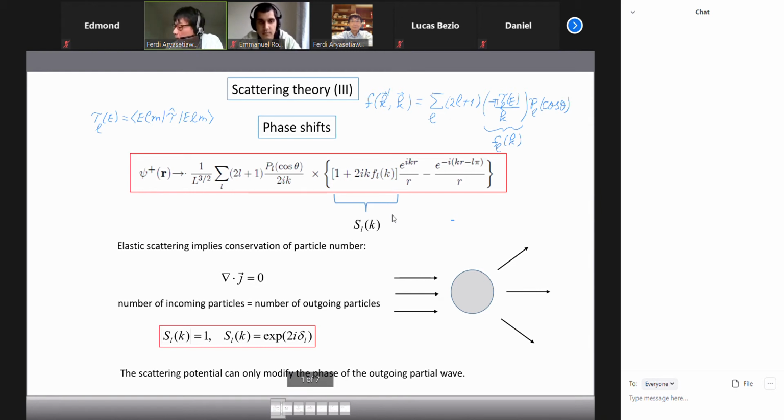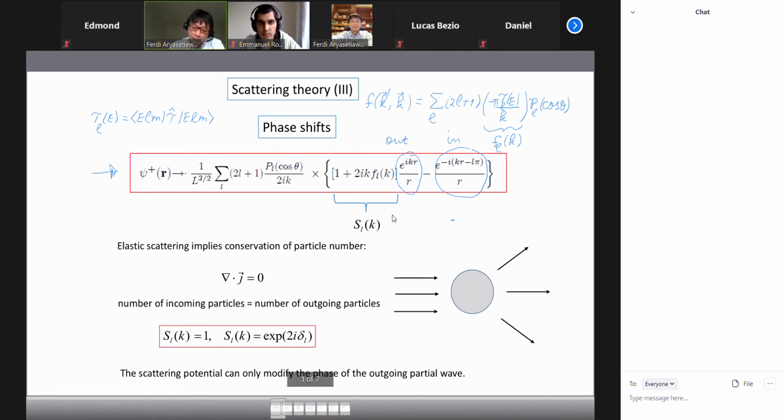So then we analyze the asymptotic solution of the scattering state, and that of course can also be expanded in terms of its angular momentum component, like we have here. And the interesting thing about this expression is that there are two components. There is the outgoing spherical wave, and there is the incoming spherical wave. The incoming spherical wave is not affected by the scattering potential, and only the outgoing spherical wave is affected by the scattering potential. So we have this scattering amplitude, which we call S_L, a function of K.